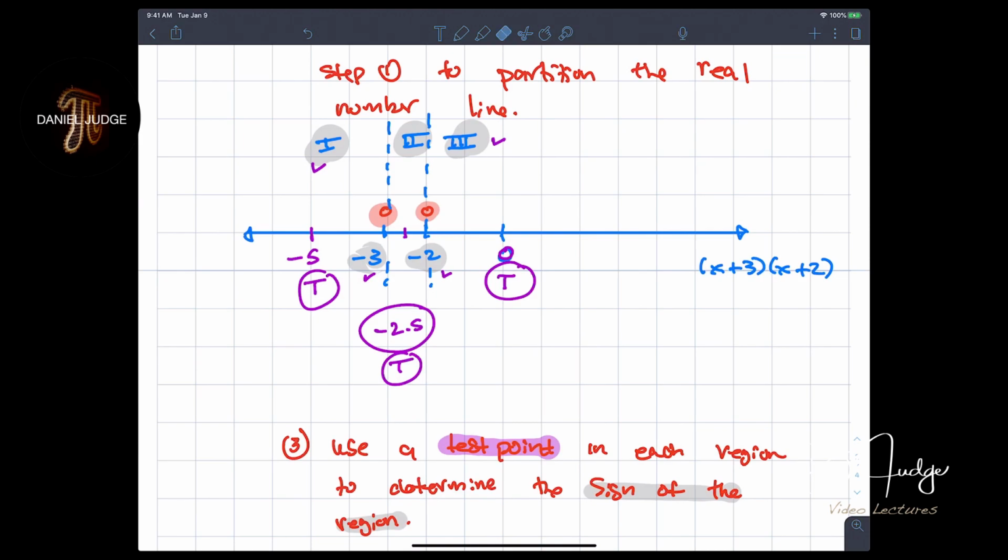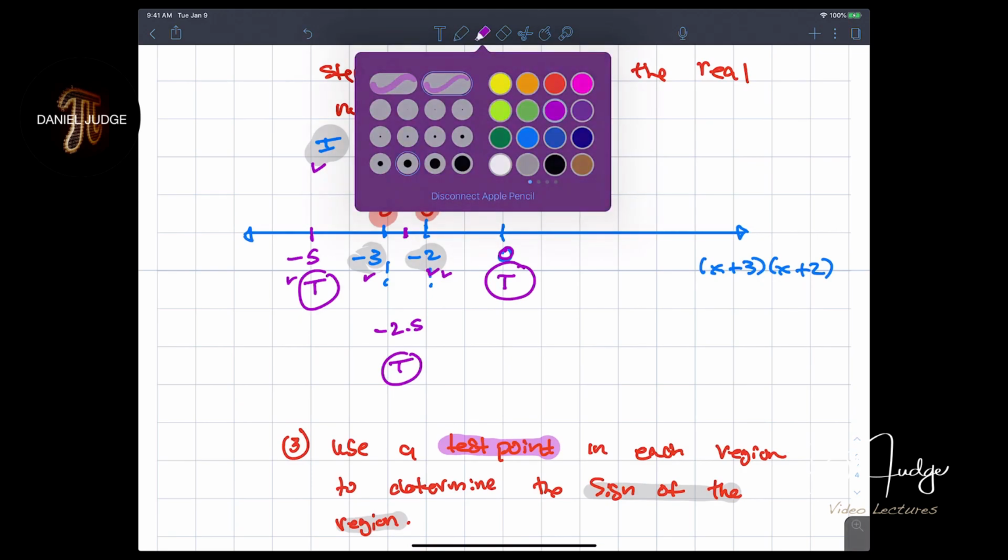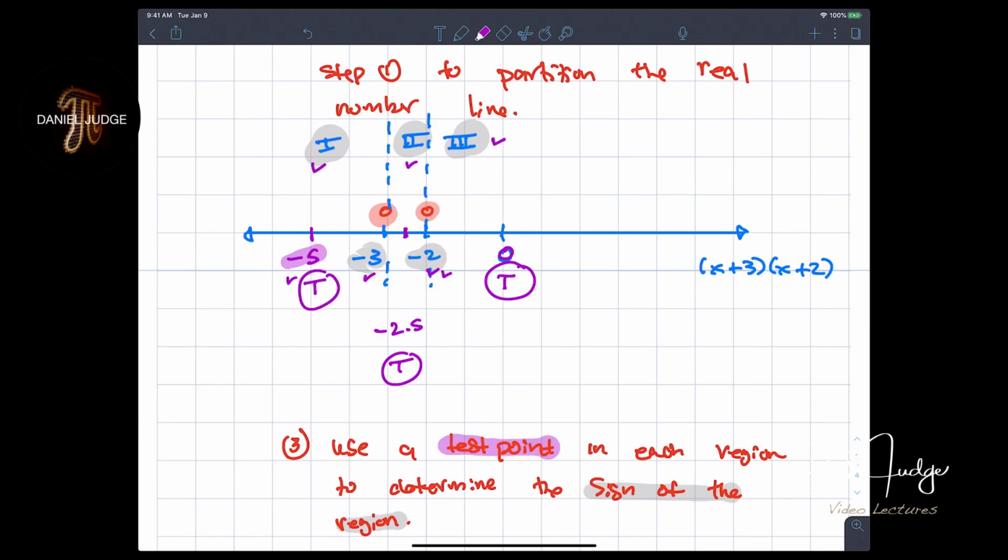So a number clearly in region 2 now, because it has to be between -3 and -2, is about a -2.5. And I'm saying this is where it would be. Again, region 1, we're using -5. So the test points that we're going to use: for region 1, we use -5, region 2, -2.5, and then region 3, 0. We're going to test the sign of each region.